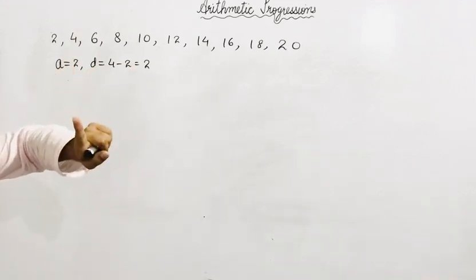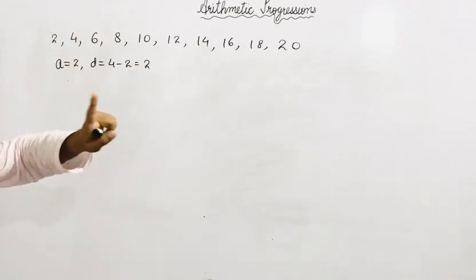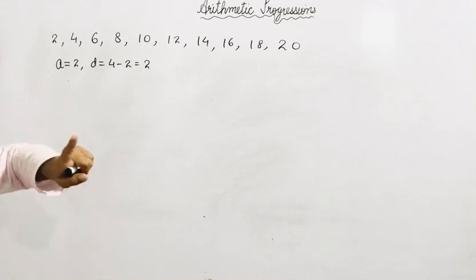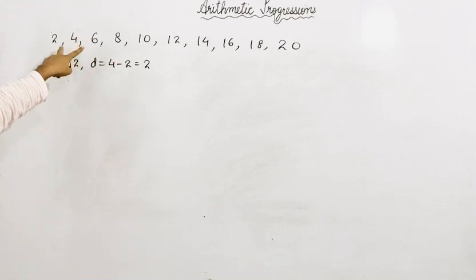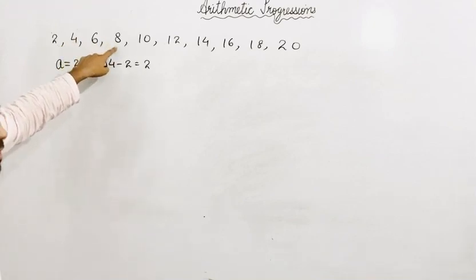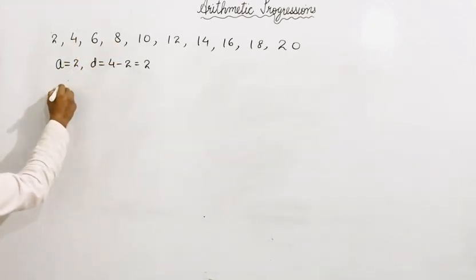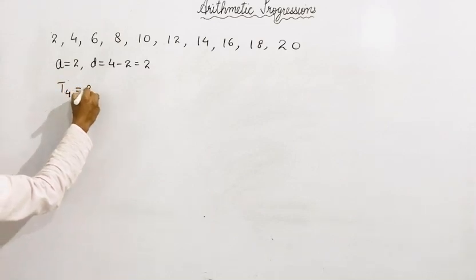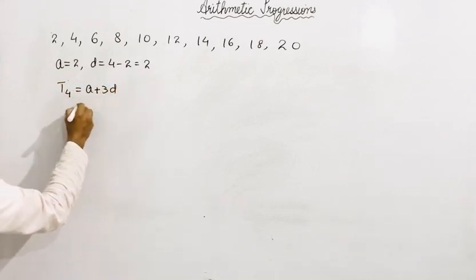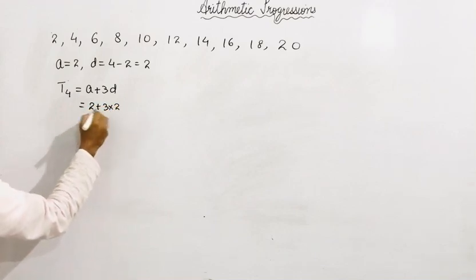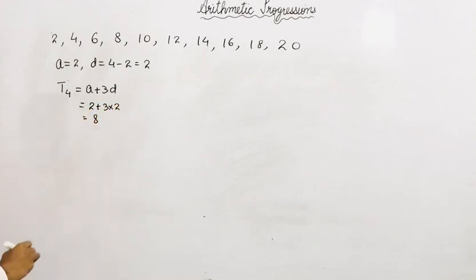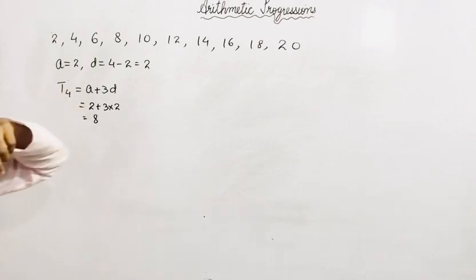If I ask you to find the fourth term of the AP, what should the answer be? The answer should be 8. Let us check it. T4 is equal to A plus 3D. So it is 2 plus 3 into 2. That is 6 plus 2, that is 8. So the fourth term of the AP is 8.